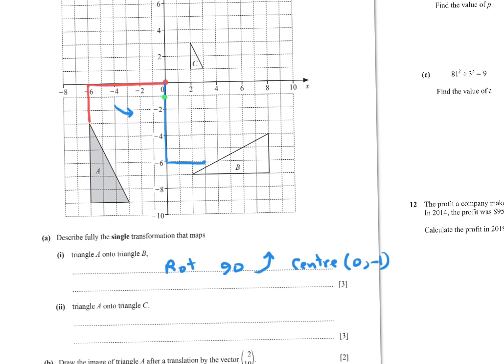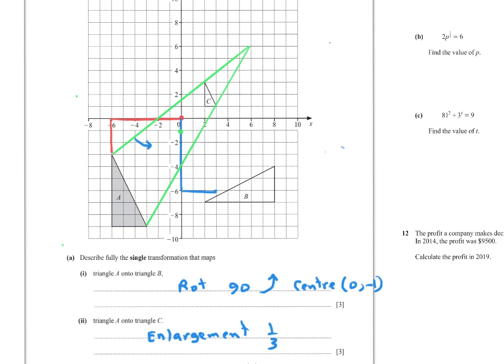Part ii, describe fully the single transformation that maps A to C. A to C. If the size changed, this means enlargement. To find the scale factor, divide the new side by the original one. So 1 divided by 3. So this is an enlargement by scale factor 1 over 3. We need to find the center of enlargement. To find the center of enlargement, join this point and its image, then extend the line. Join this point and its image, then extend the line. They will meet at the center of enlargement. Now the center of enlargement is 6 and 6.